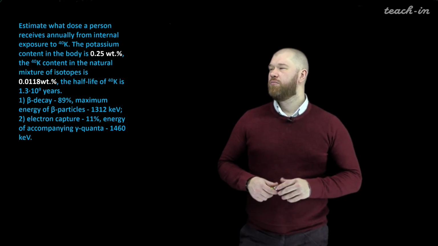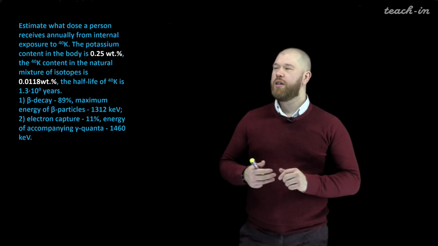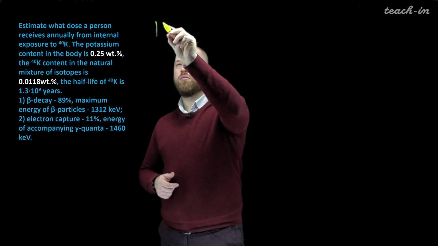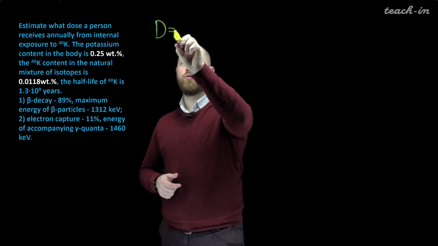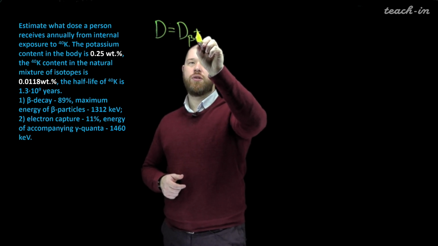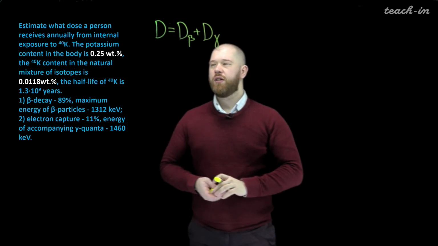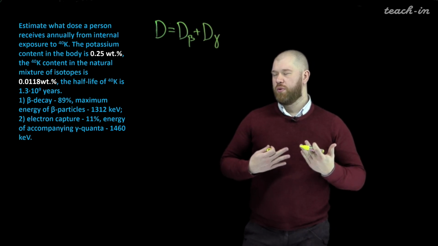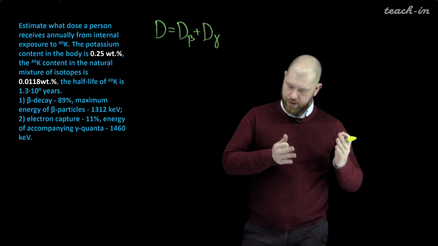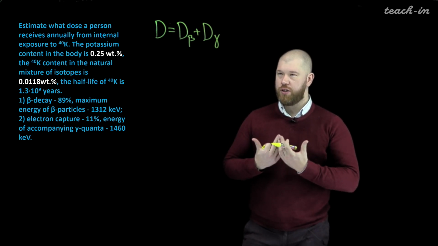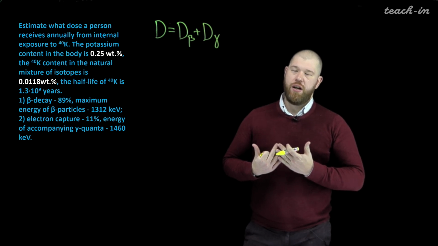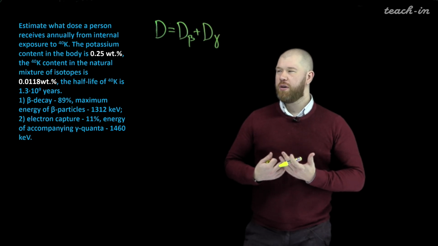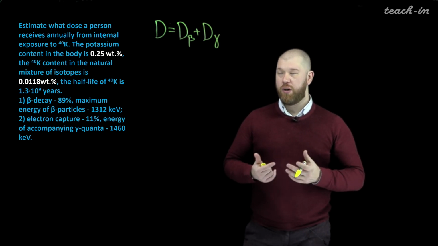transformed or generated due to both beta decay and gamma decay. So in principle, the dose should be the sum of doses generated by beta and gamma radiation. But we have to understand that dose is absorbed energy, and gamma radiation has very high penetration ability. That means that absorption of gamma quanta inside the body will be very low.